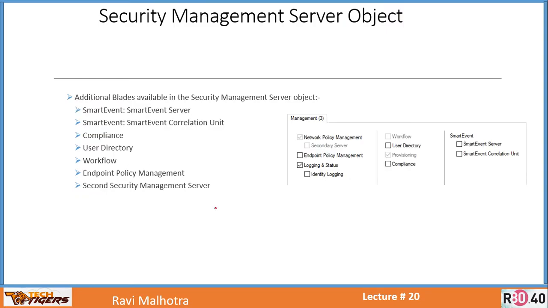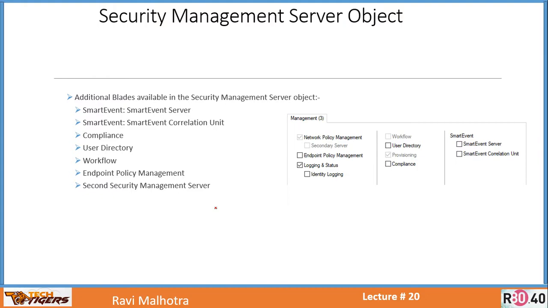Security management server object. So there are additional blades as well available in the security management server. Similarly, we have additional blades in the firewall object. Take an example: IPS, anti-bot, anti-malware, antivirus, VPN, right? Active Directory, URL filtering, application filtering, content awareness, and all that.